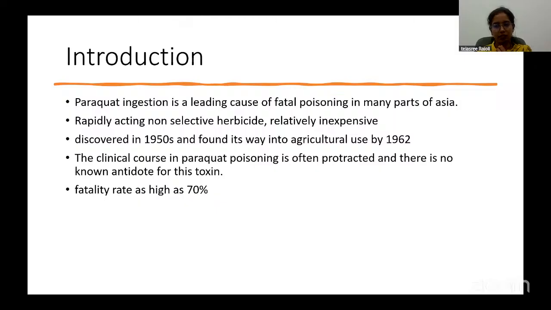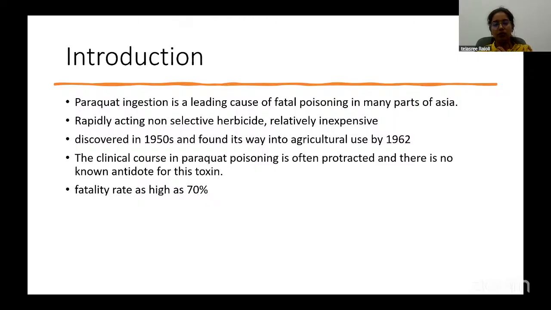many countries, especially in developing countries. It's because it is an inexpensive and easily available pesticide. It is a rapidly acting, non-selective herbicide, relatively very inexpensive. There is no restriction on its sale. It was discovered in 1950 and found its way into agricultural use by 1962.